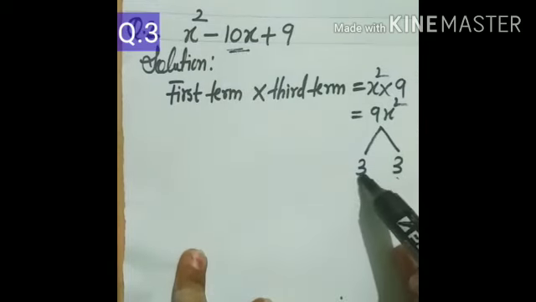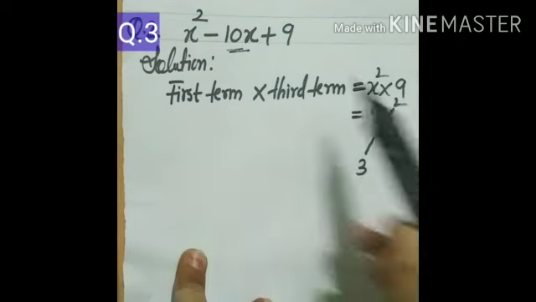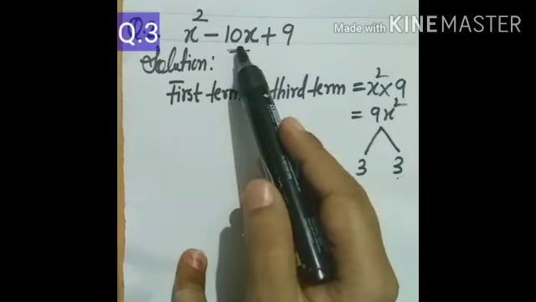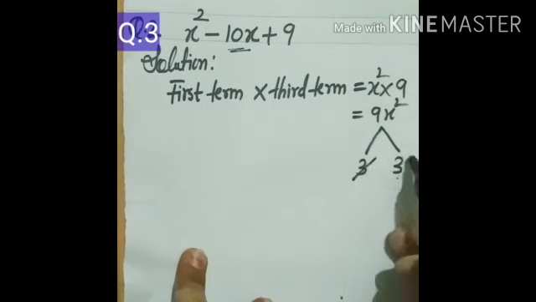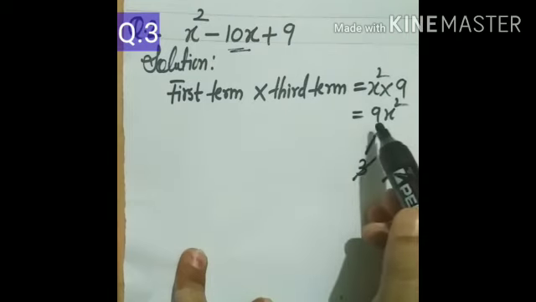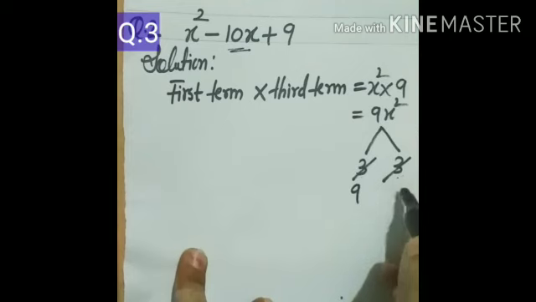Subtract, children. 3 minus 3, what we get? 0. But what is the middle term? 10x. So these two factors we will not take. Now the next factors of 9, 9 ones are 9.